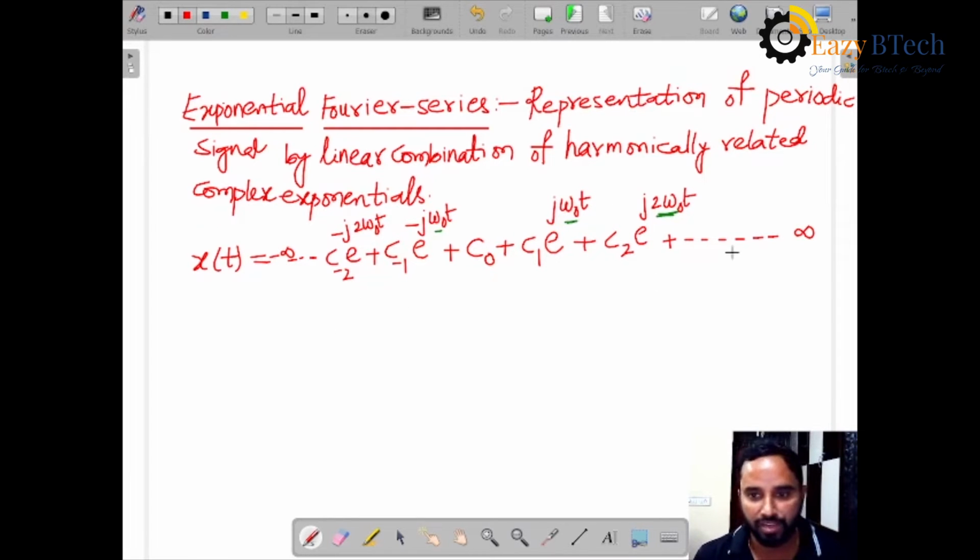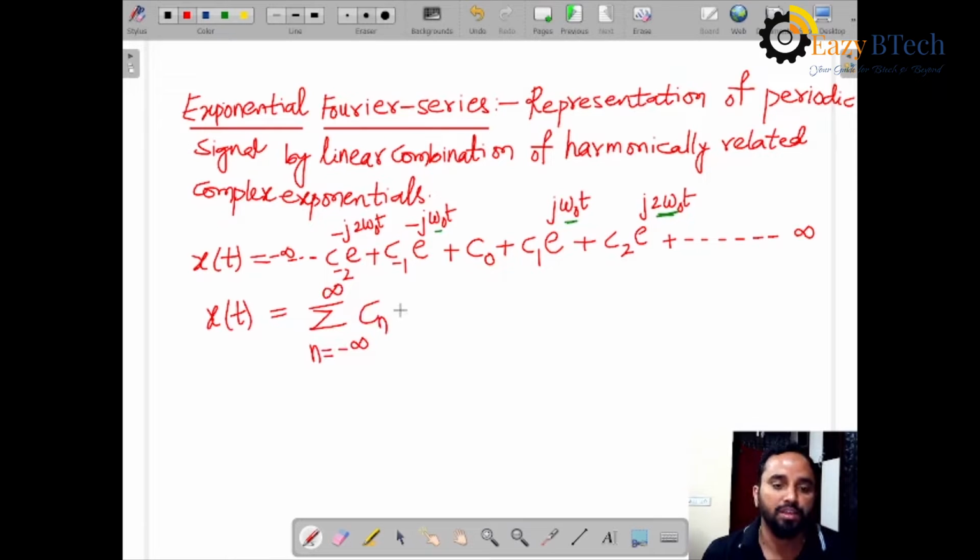So instead of writing plus plus plus up to infinity and minus infinity, we can use summation. So x of t is equal to the summation from n equals minus infinity to plus infinity of Cn e to the power j n omega naught t. This is called the complex exponential Fourier series, or simply exponential Fourier series.